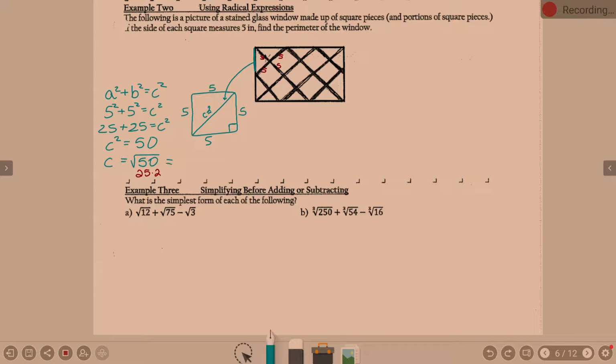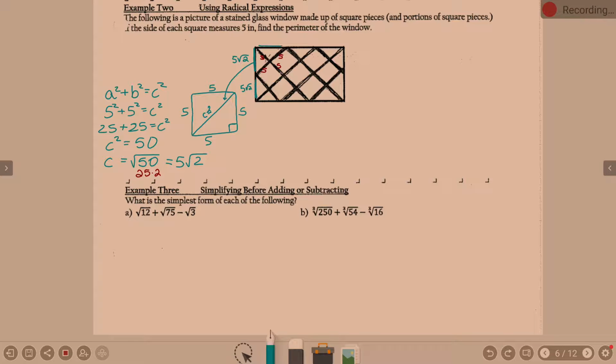So, the square root of 50 is the square root of 25 times 2. The square root of 25 is 5, and the 2 stays under the radical. Right? That's what we learned last week. That's what I taught, what, Wednesday and Thursday? So what do we know now? This piece right here has a length of 5 square root of 2. What about this piece here? How long is this piece? 5 square root of 2.